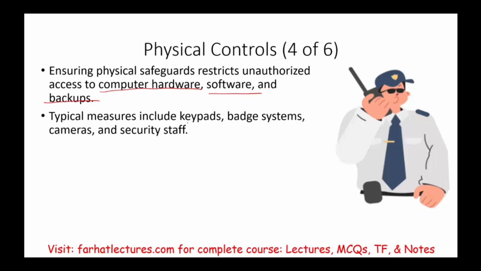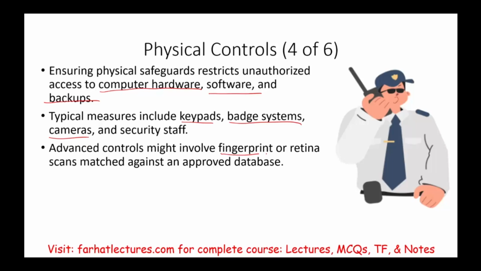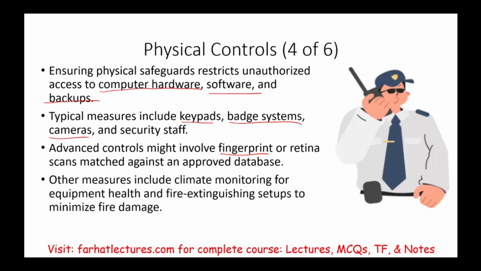Typical measures include keypads, badge systems, cameras, and security staff. Advanced controls might involve fingerprint or retina scans matched against an approved database, so only people who are required to access this area can access it. Other measures would include climate monitoring for equipment health and fire extinguishing setups to minimize fire damage. So this is all part of the physical.